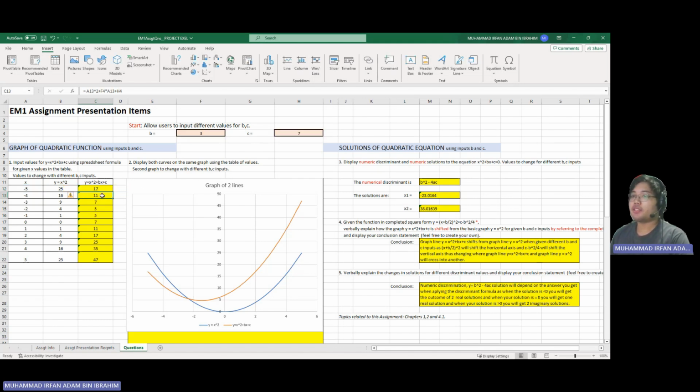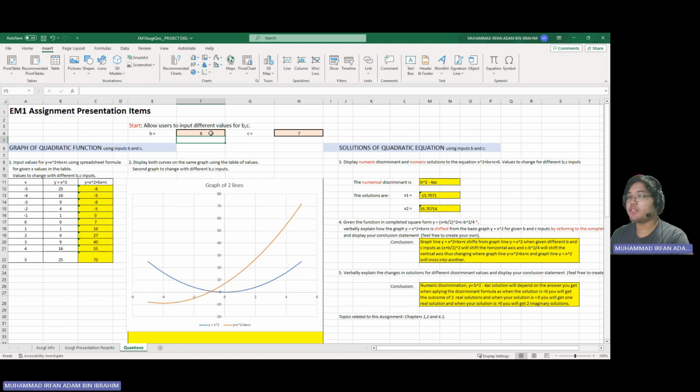I do the same thing for the rest in this row. Putting in the cell instead of the number is important, as when I change b or c, the numbers in the formula will change and your answers will change respectively.